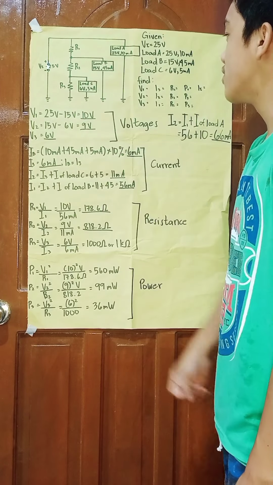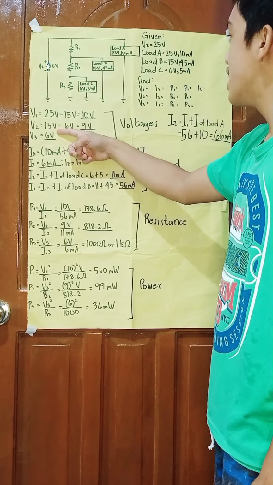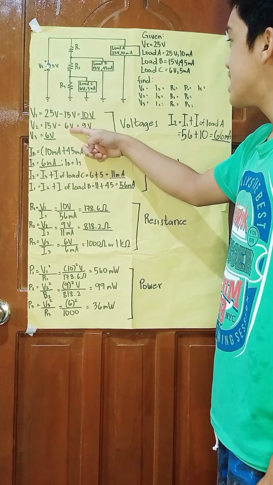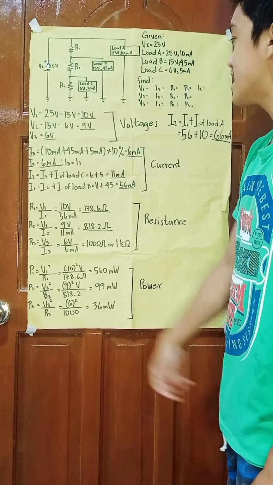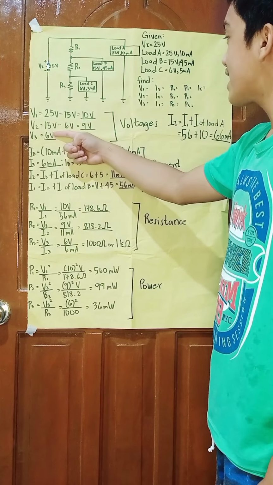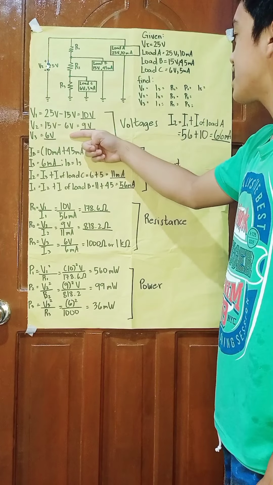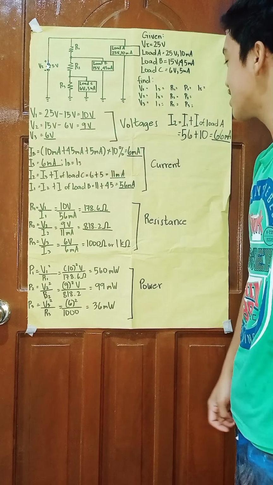Next is on V2. So V2 is equal to 15 volts on load B minus 6 volts on load C. So 15 minus 6 is equal to 9 volts. Next is V3. So V3 is still equal to 6 volts. So next is on current.